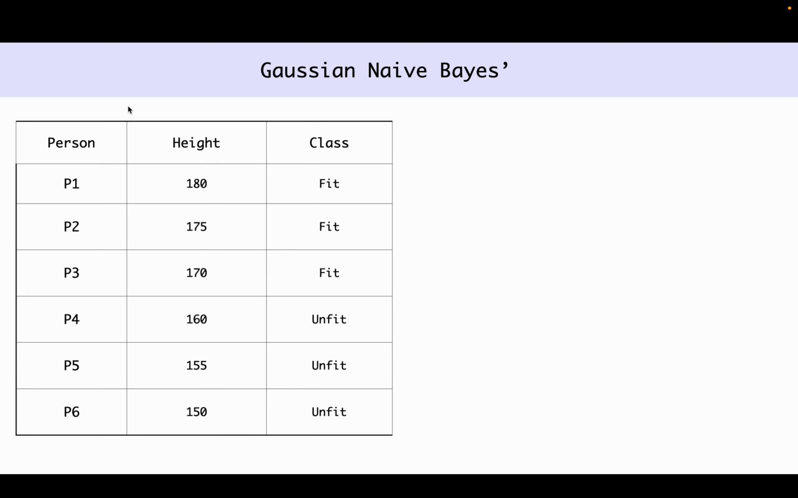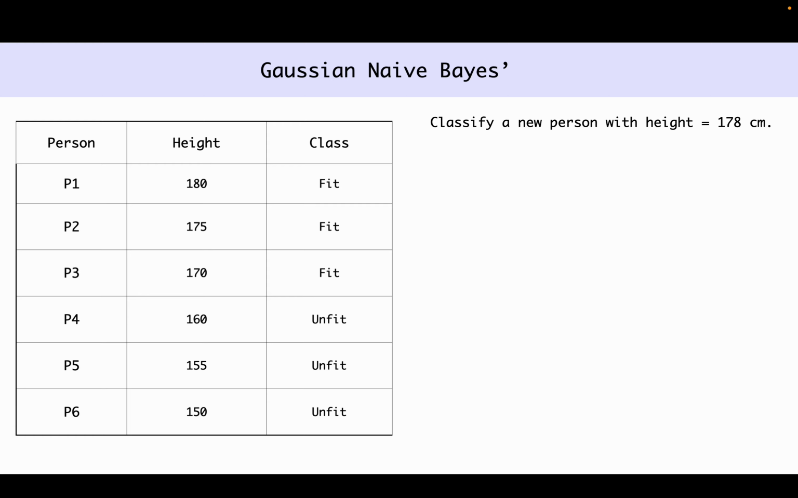Let us discuss more details about Gaussian naive Bayes by using an example. Let us consider this data. We have 6 persons with their height, and we are classifying into 2 classes, fit or unfit, based on their height. Here the height is continuous, which means that it can take any real value. So we would like to classify any new unseen data into one of these categories based on this information.